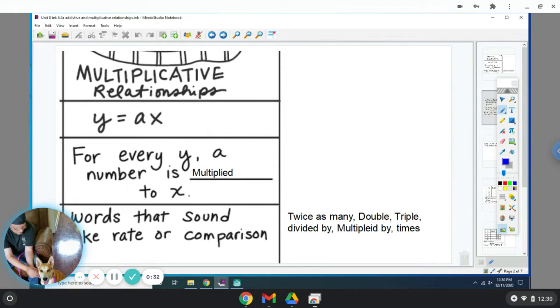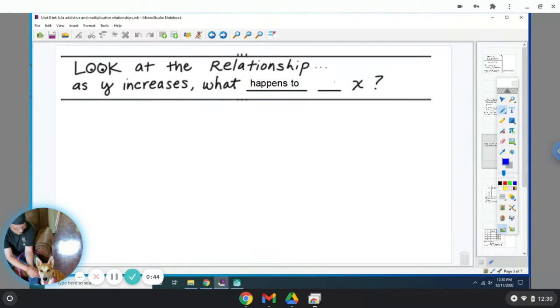A multiplicative relationship is when for every y, a number is multiplied to x. Words that sound like the rate or comparison are twice as many, double, triple, divided by, multiplied by, times. So look at the relationship: as y increases, what happens to the x?